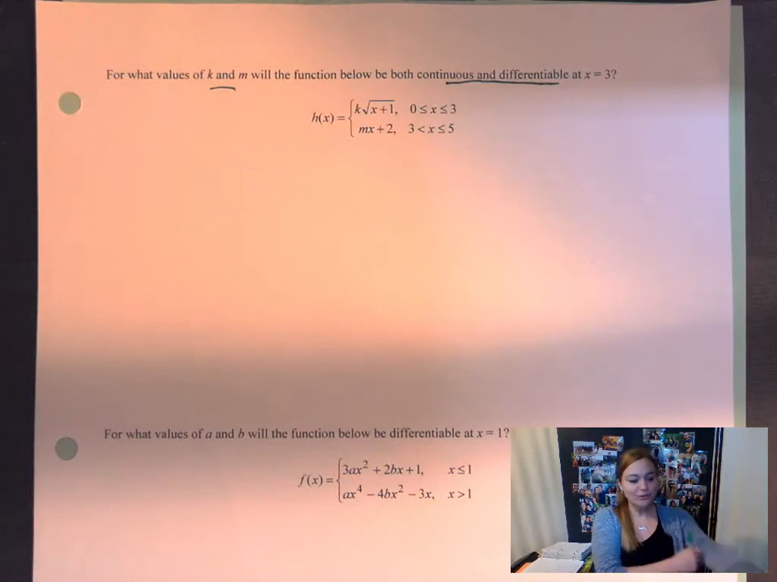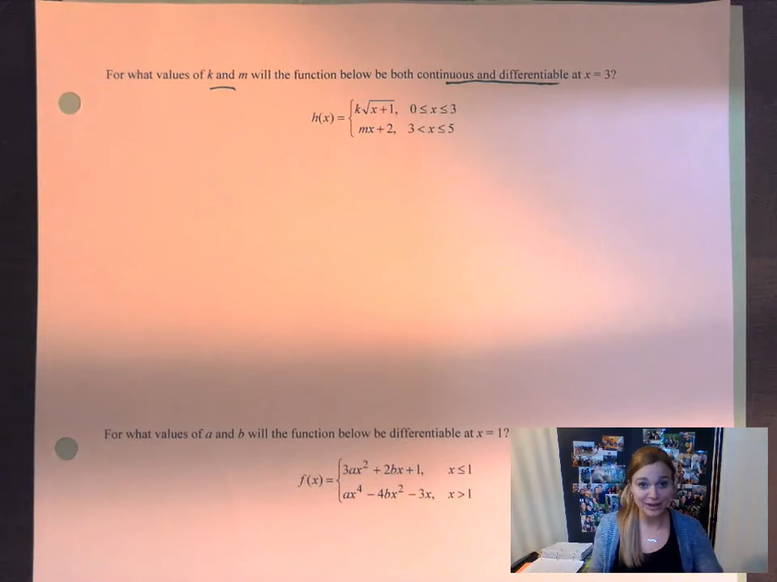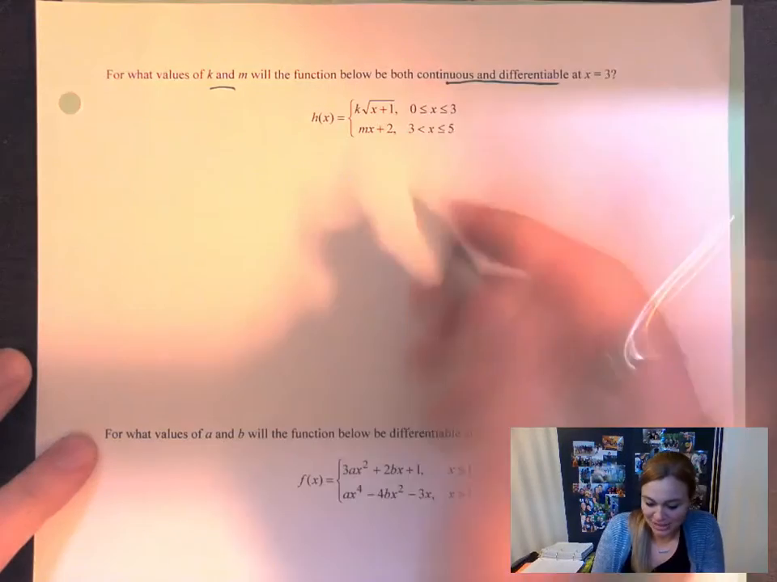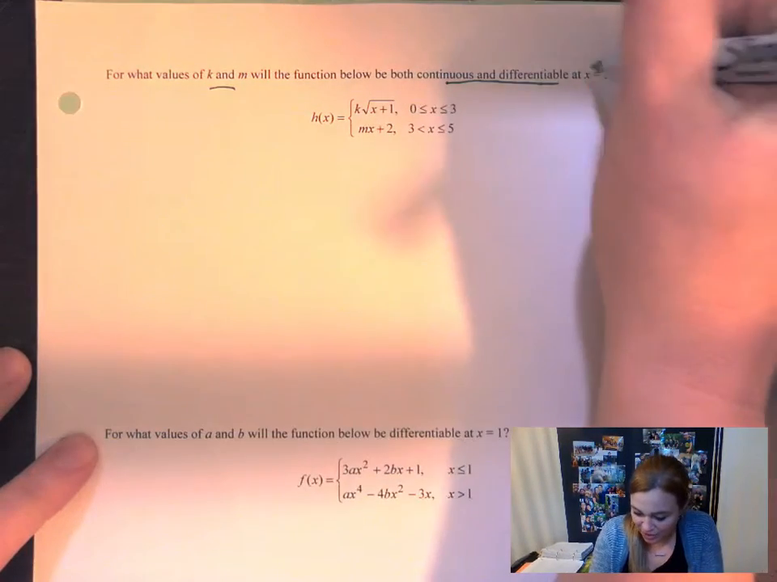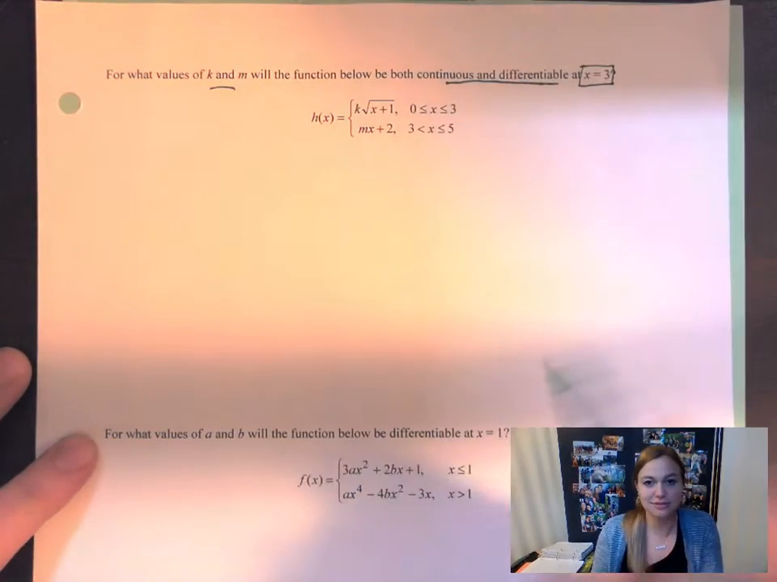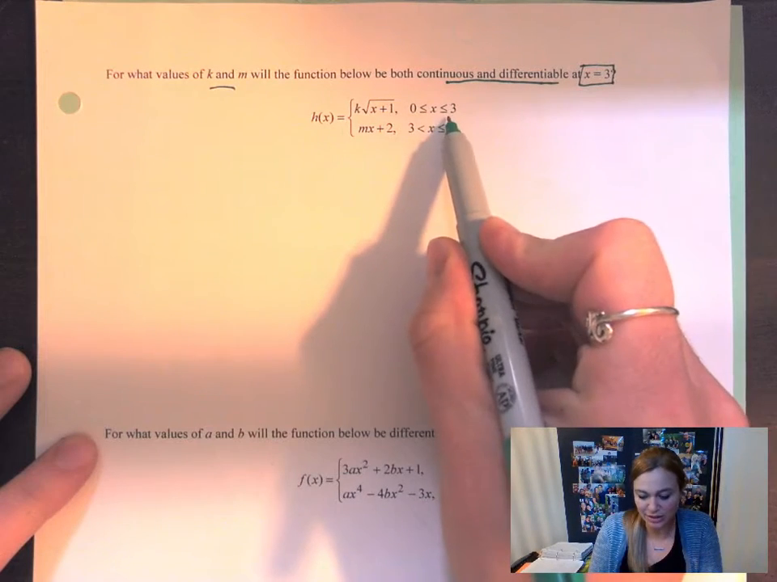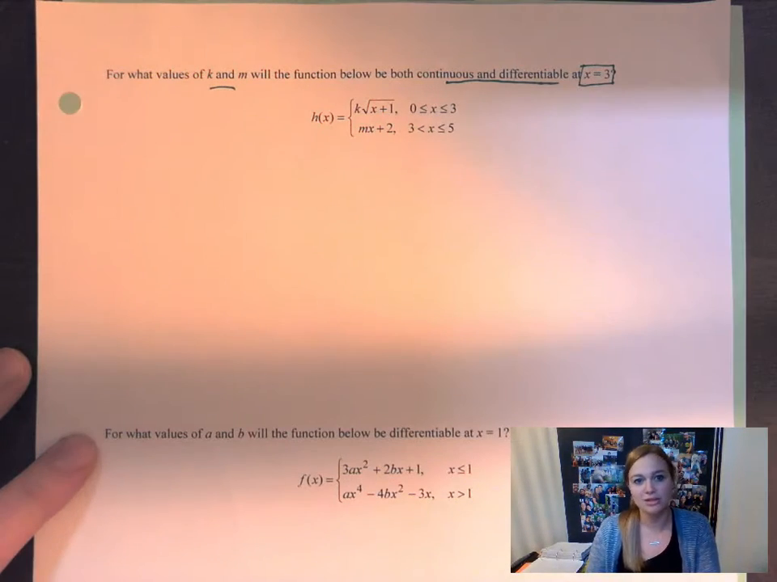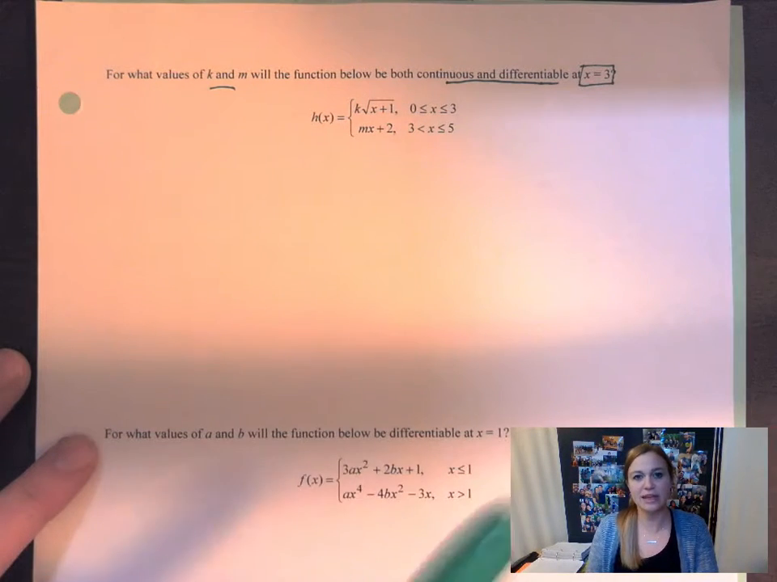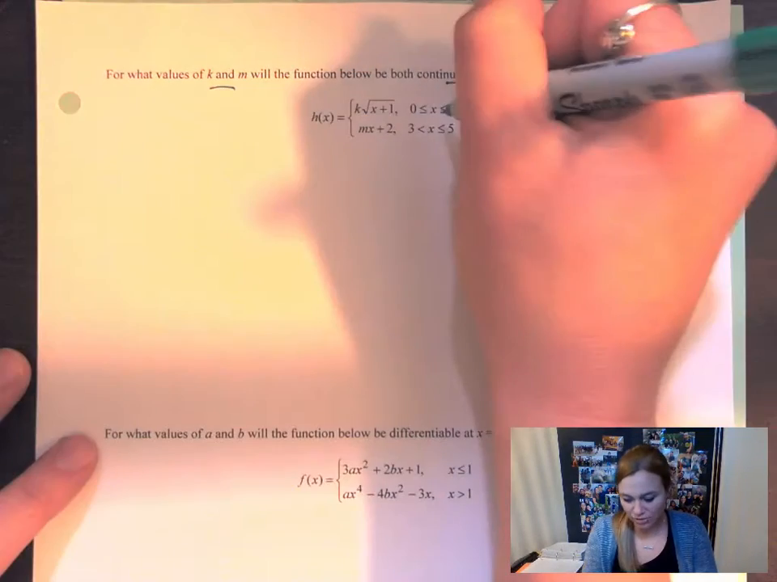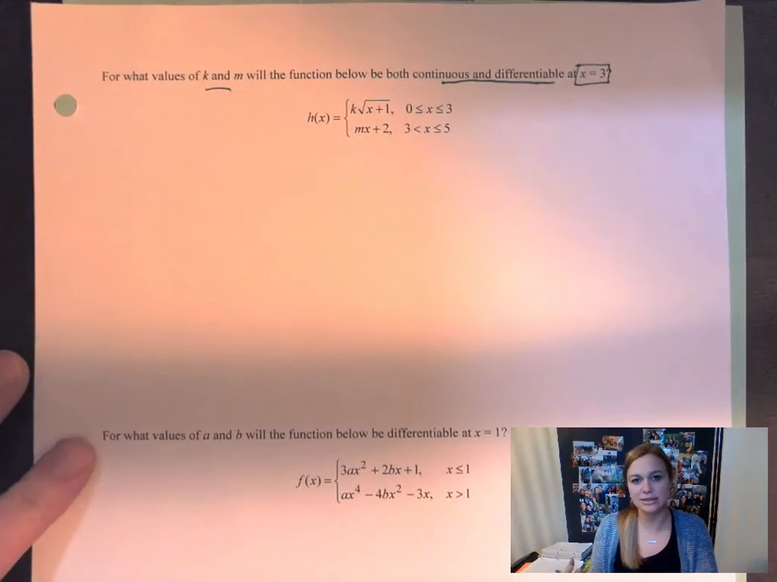Okay, so for a function to be continuous, remember the function has to be defined, which if we're talking about x equals 3, it is. Because I can see right here, I can substitute in 3 into here and I'm good. It's just asking me to find the values of k and m, showing my complete analysis. So I know the function is defined.